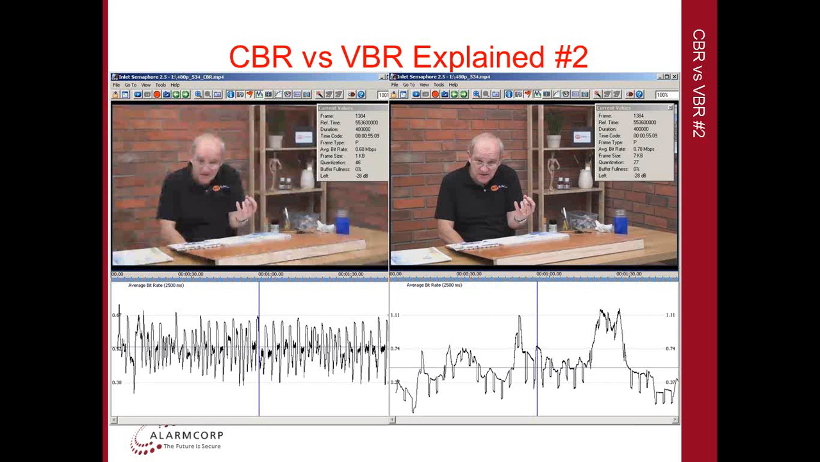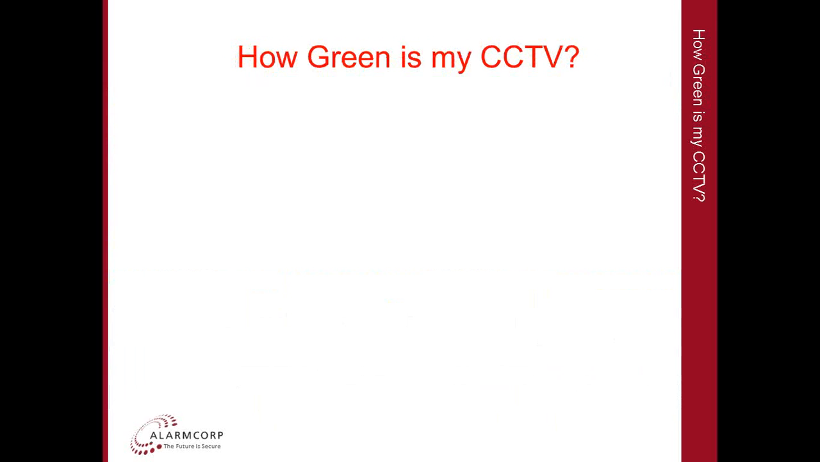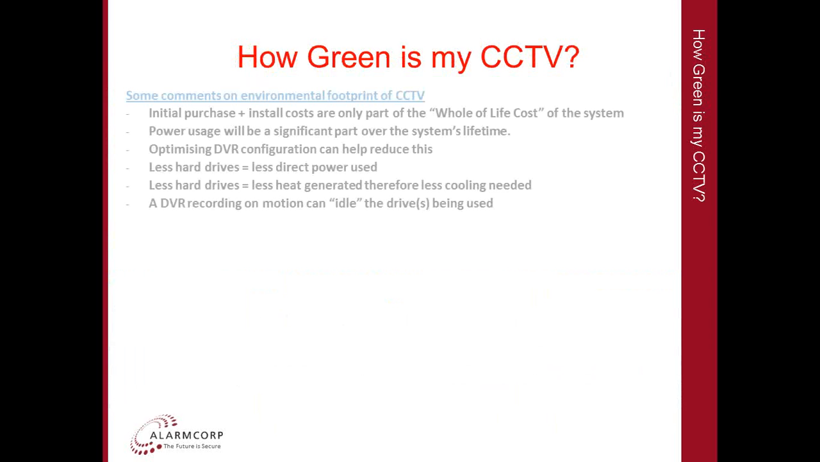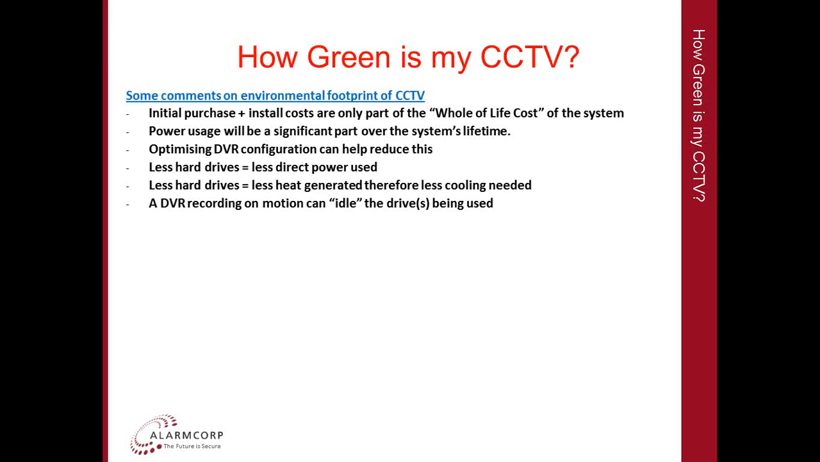Okay. We've talked about recording rates, we've talked about quality settings. Now let's talk about how green is my CCTV. And this is also in the context of total system cost. Some comments on the environmental footprint of any CCTV system. The initial purchase cost of the hardware plus the install cost are only part of the whole of life cost or total system cost. The power usage will be a significant part of the system cost over the system's lifetime.